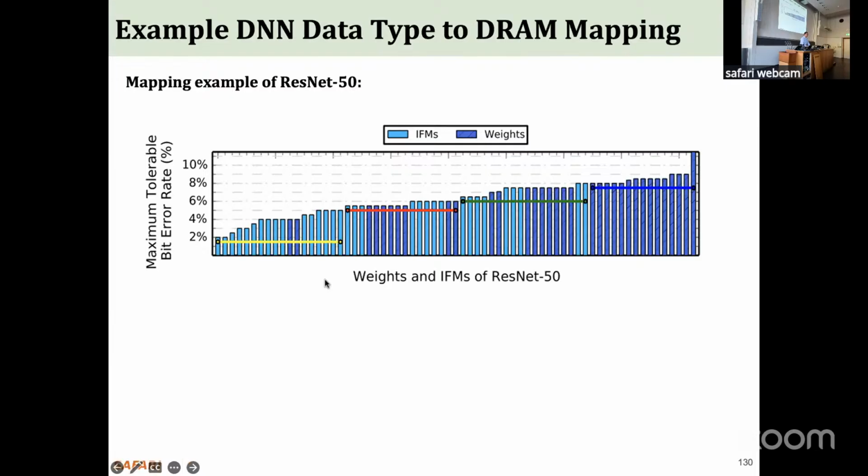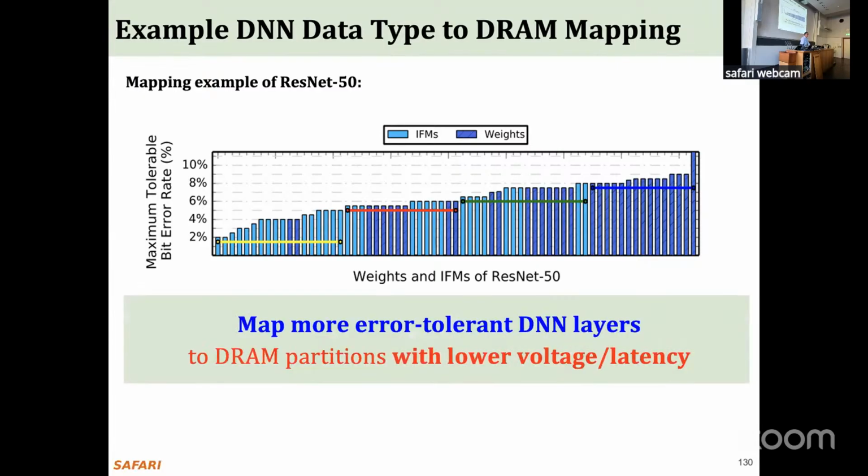If you can do this classification in a nice way, such that your results are trustworthy, now you can identify, okay, layer 0, for the input feature maps, the inputs to that layer, can tolerate a maximum of 2% error rate. And layer 1 can tolerate this much, and then you can sort the layers based on how much they can tolerate. That's the idea over here. And then you can actually design your DRAM. You can map your error-tolerant DNN layers to memory partitions with lower voltage and latency that match that error rate.